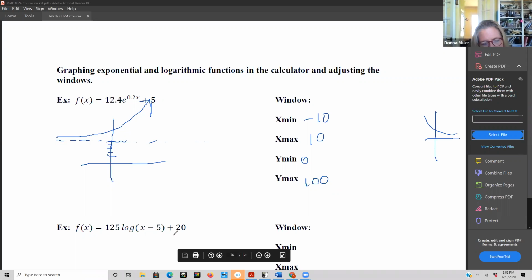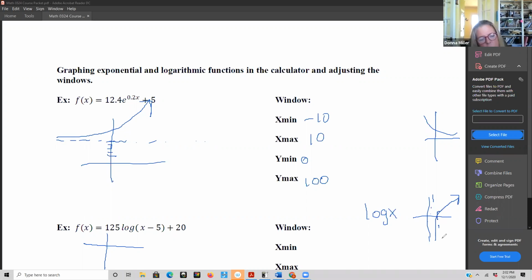Now, logs are a little different. What all logs look like is they're going to have a vertical asymptote. Now, this one is shifted a little bit. If I were to graph just the straight log of x, it looks something like this, and the log of 1 is always 0. Now, this one's going to be a little different because this is a shift. You may not know your shifts, but it's shifted 5 to the right, so it's going to look a little different. But we're going to graph it on the calculator anyways, just to look at it.